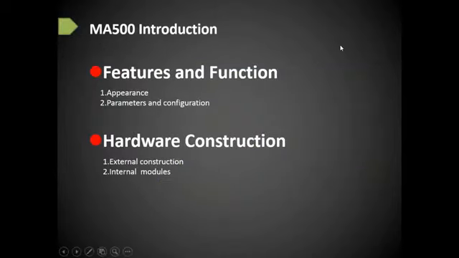In this part, I divide it into two parts: the features and function, and hardware and construction. In the features and function, I'll introduce the appearance, the parameters, and configuration. In the hardware construction, I will introduce the external construction, internal models, and construction. Okay, let's view the first part, the features and function.